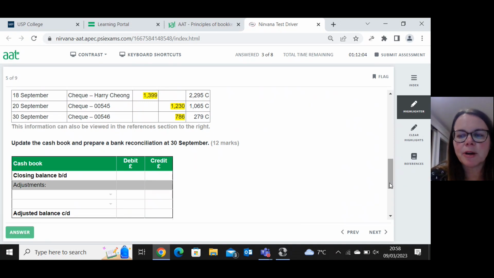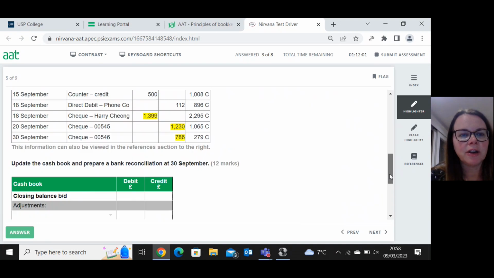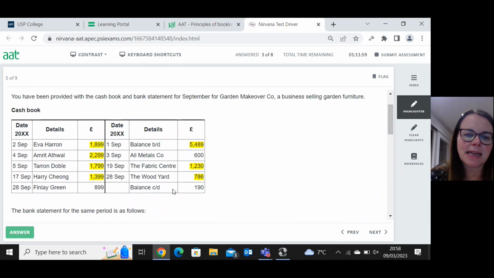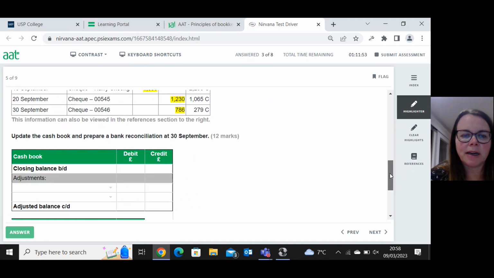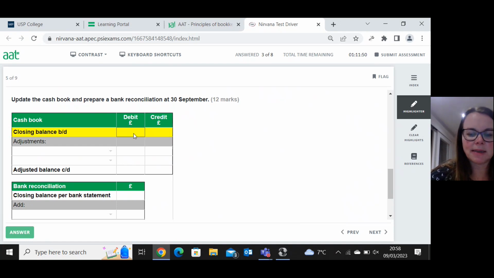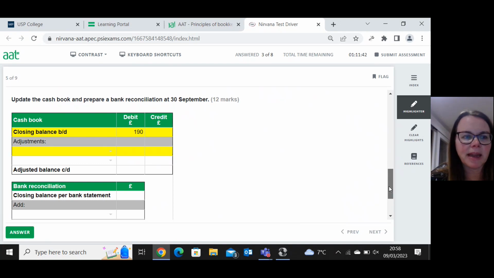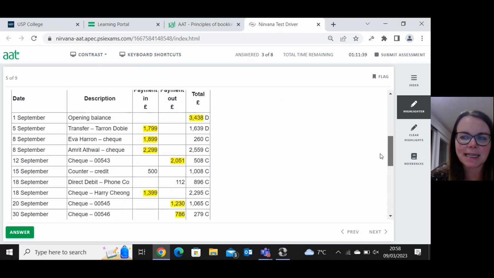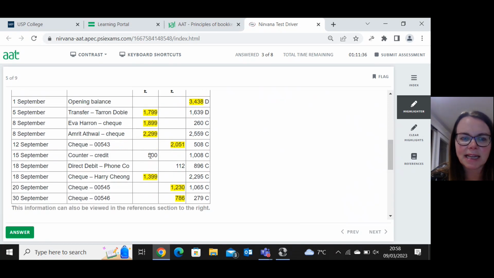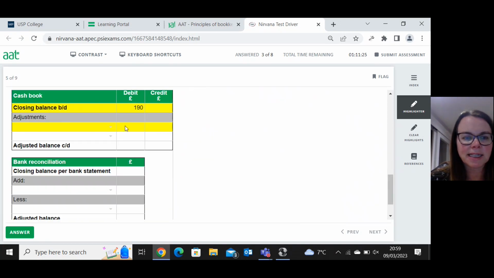So to update the cash book and prepare the bank reconciliation. So my cash book here ends with 190 on the credit side. So I'm bringing that down as 190 on the debit side. Now, it seems to keep highlighting, but it doesn't matter. Right, then my adjustments in the cash book are going to be items that are in my bank statement that haven't yet been written into the cash book. So I've got a counter credit here of £500. That was money coming in. So that's a debit.